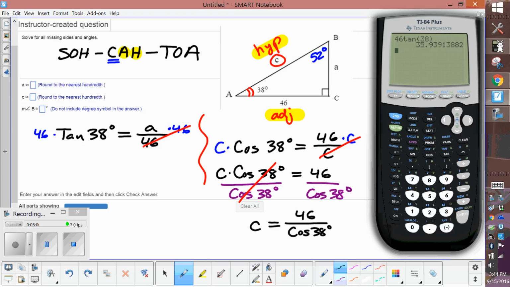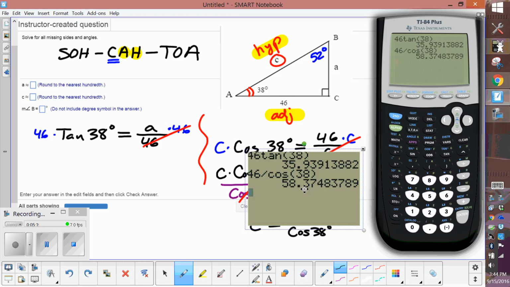I'll type it in the calculator just like that: 46 divided by cosine 38, and I like to close out my parentheses. Enter. And there's my answer for little c. I'm going to drag this off and close this calculator.